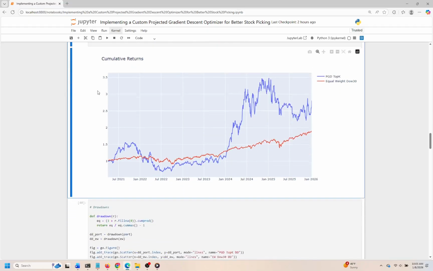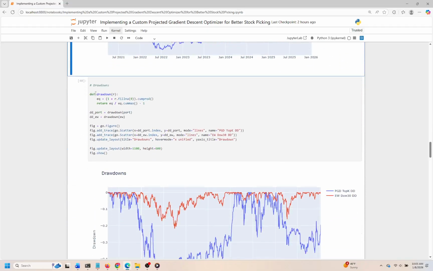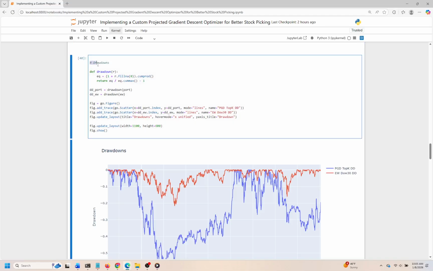Cell 9. In this cell, we're diving into the concept of drawdowns, which helps us analyze the largest peak-to-trough declines in portfolio values. Understanding drawdowns is crucial for assessing the risk of an investment, as they can indicate how much a portfolio might lose from its highest point before recovering.